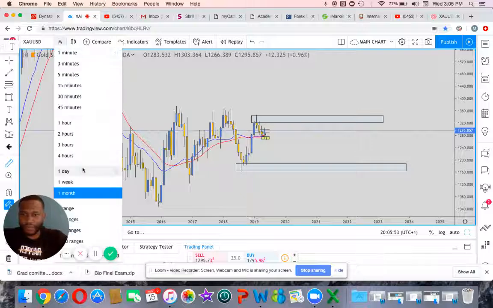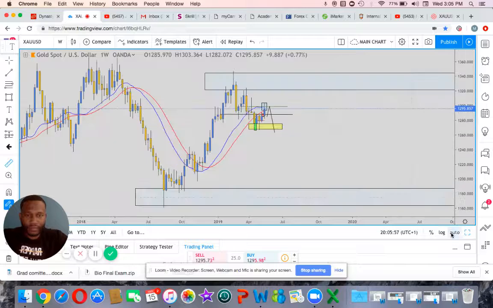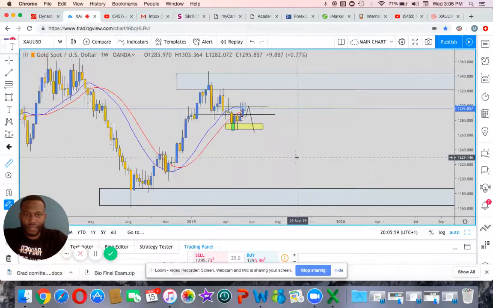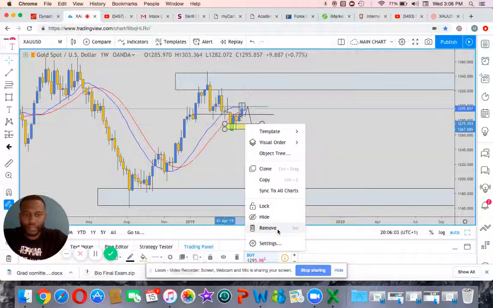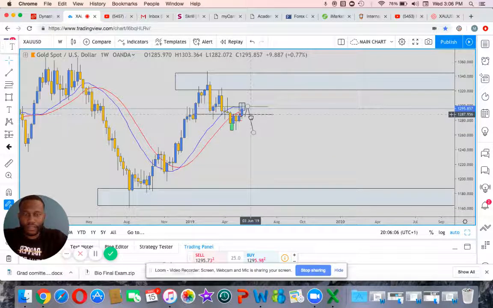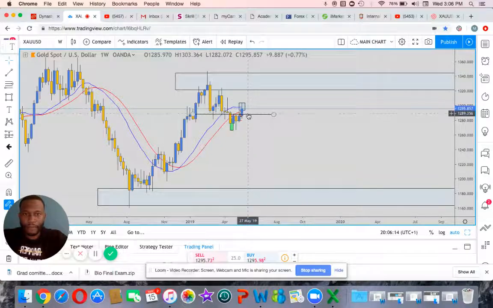So from the monthly, I'm breaking it down to the weekly. The weekly time frame, I already got some stuff set up here. Let me delete all this. As you can see, I already analyzed this market a few weeks ago, and it played out perfectly.